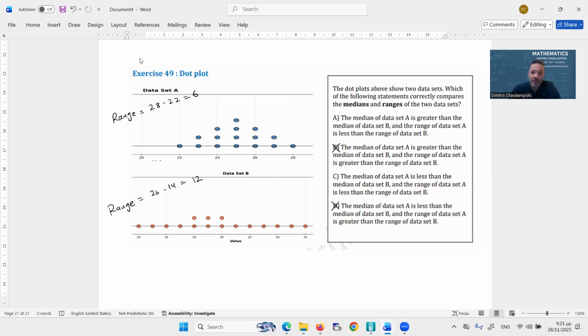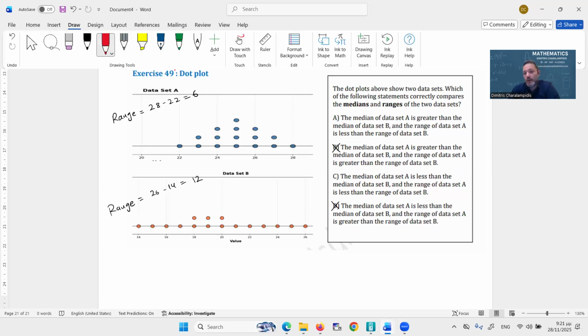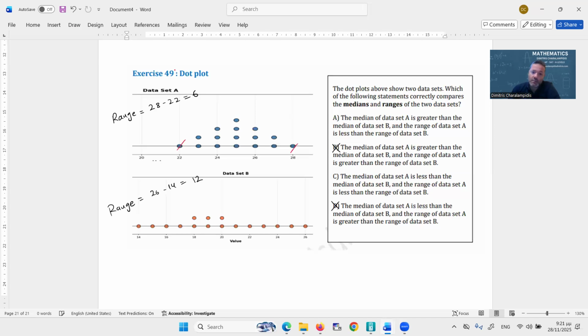We assume that all the values are in order, so I'll start taking out the smallest, the biggest, and so on. I would take out 22 as the smallest and the biggest. I'm left with two values which are both equal to 25, so the median for the top one would have been 25. Now let's do the same process for the one below.